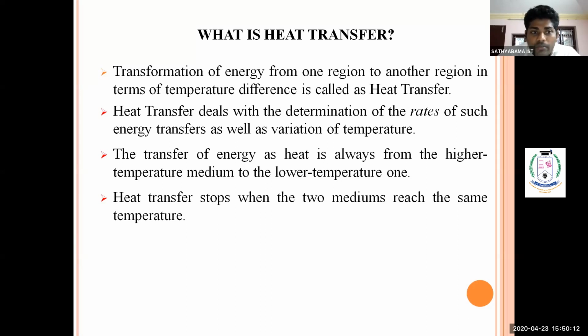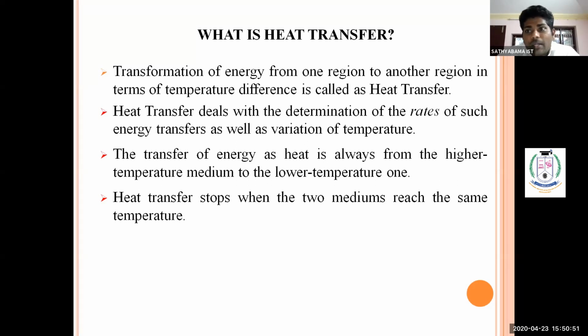Next point, heat transfer deals with the determination of rates of such energy transfer as well as the variation of temperature. Variation of temperature means heat will always transfer from higher temperature to lower temperature. If one object is at 40 degrees Celsius and another is at 20 degrees Celsius, the variation is 20 degrees Celsius, and that variation of temperature drives transfer from one place to another. Next point, transfer of energy as heat is always from the higher temperature medium to the lower temperature one.